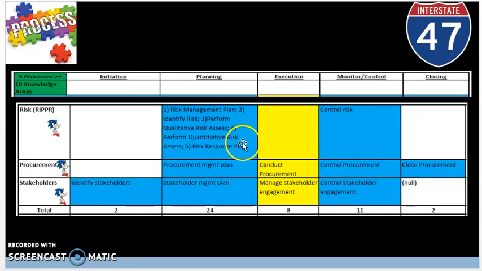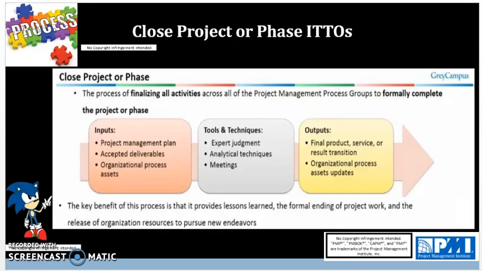Close project or phase now is basically the process of finalizing all activities across all project management process groups to formally complete the project or phase. This means processes in the integration, scope, schedule, cost, quality, resources, communication, risk, procurement, and stakeholder knowledge areas must be tied together in a comprehensive closure, taking all elements from all these knowledge areas and all of the pieces and tying them together to close out the project.